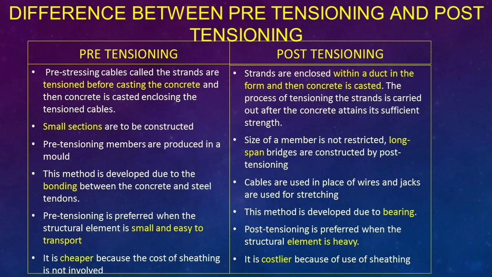So now we learned about pre-tensioning and post-tensioning, which are two types that come under internal pre-stressing. Now let's see the differences between pre-tensioning and post-tensioning. First and foremost, in pre-tensioning, the tendons are tensioned before the concrete is cast, whereas in post-tensioning, the tendons are tensioned only after the concrete has attained its sufficient strength.